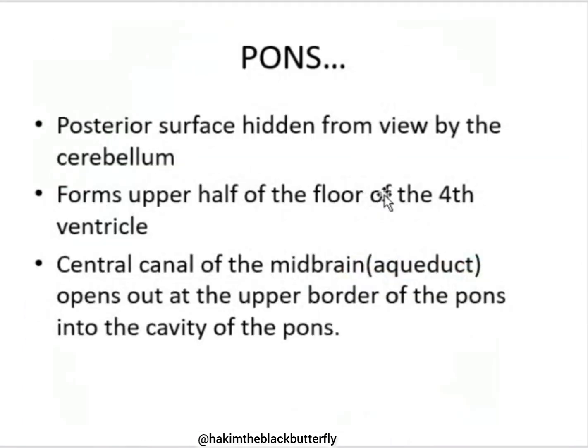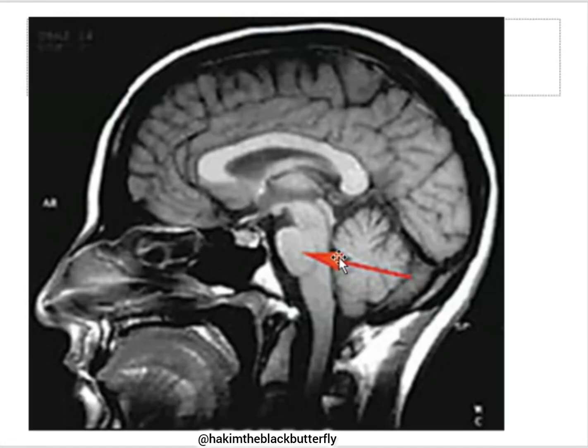So on the posterior aspect of the pons, you have the fourth ventricle. This is the pons. Posterior to it, you have the fourth ventricle. After the fourth ventricle, you have the cerebellum. And superiorly, the fourth ventricle connects to the cerebral aqueduct of the midbrain. And inferiorly, it connects to the central canal of the medulla oblongata and the spinal cord.